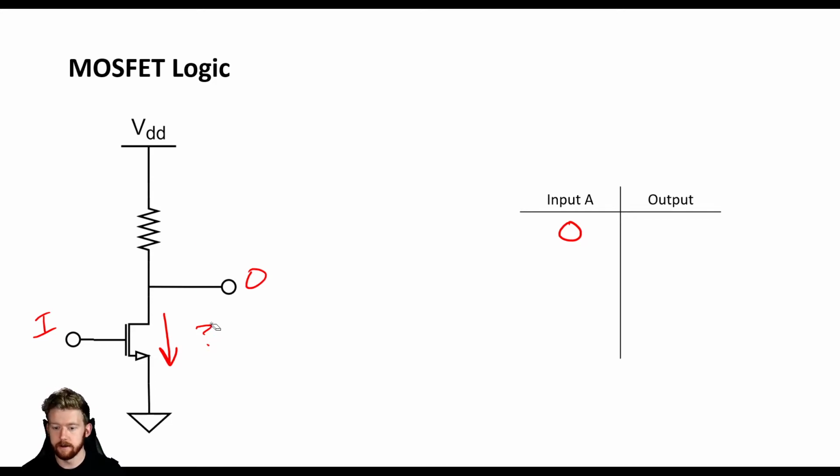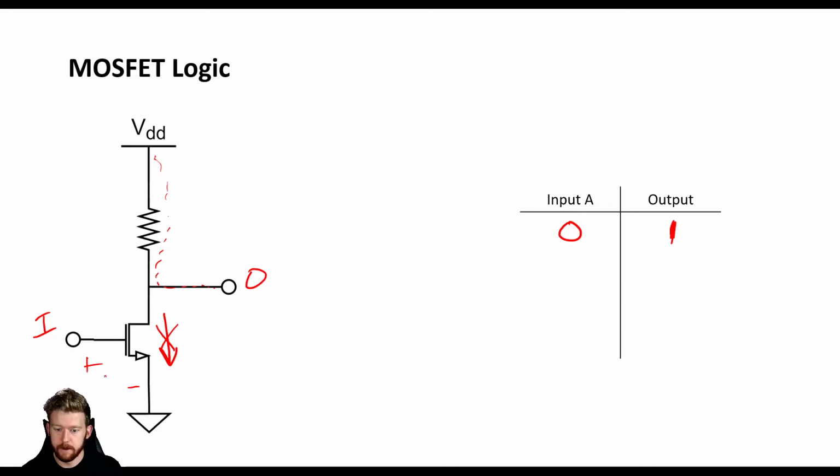And the answer is no, because if our input is low, our VGS is going to be 0, and that means no current flows at all. So that means whatever this voltage is here, VDD, it's going to propagate directly to our output. So our VDD is our high signal level, so that means our output is going to be high.